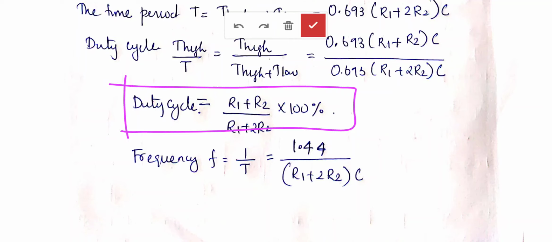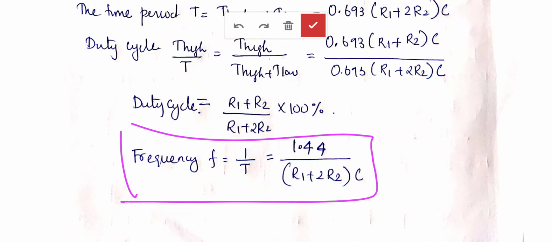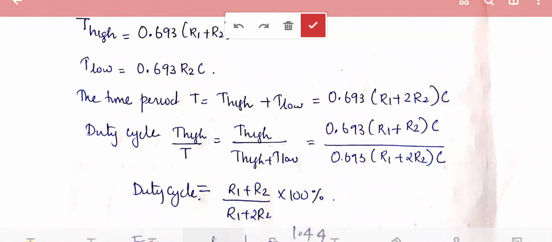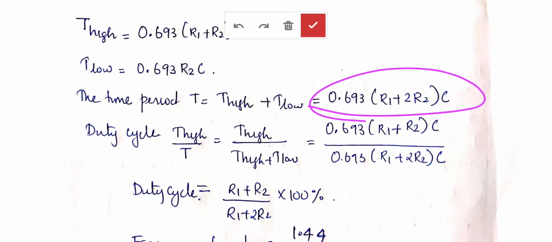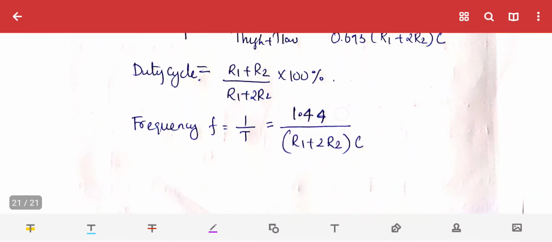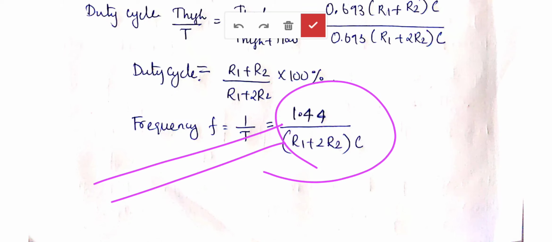Next is the frequency of the output waveform. Frequency of VO is nothing but 1 by the time period. We know frequency and time are inversely proportional. So frequency is equal to 1 by T, and we have T equal to 0.693 (R1 + 2R2) C. So frequency is 1 by that value. 1 by 0.693 is 1.44. So f is 1.44 divided by (R1 + 2R2) into C. This is the frequency of the output waveform of an astable multivibrator.